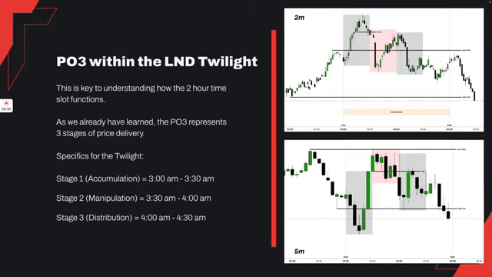As we already have learned in the previous videos, the power of 3 represents 3 stages of price delivery. Now, what are the times of the 3 stages during the twilight zone? Stage 1, accumulation. This is between 3 a.m. and 3:30 a.m. Stage 2, manipulation. This is between 3:30 a.m. and 4 a.m. Stage 3, distribution. This is between 4 a.m. and 4:30 a.m. This is usually the quickest price action that you will see between all three stages.